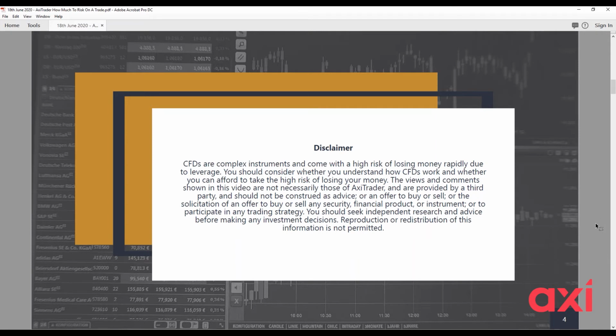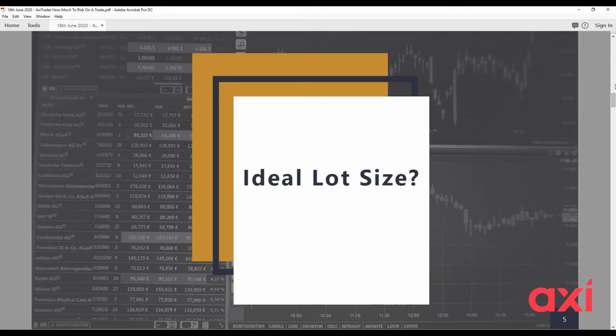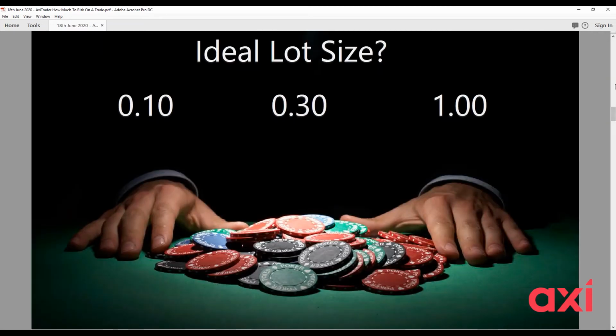All right. So now let's go on to what is the ideal lot size. What is the ideal lot size, guys? Let's participate with me over here. I just want to see based on a $50,000 account. Not on a $5,000. Just imagine you have $50,000 in your account. What is the ideal lot size you should put onto each trade?